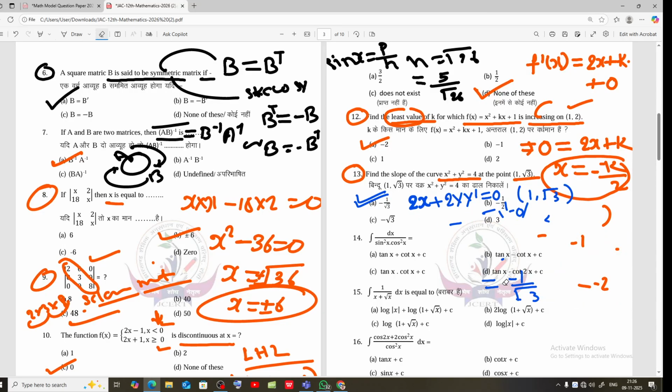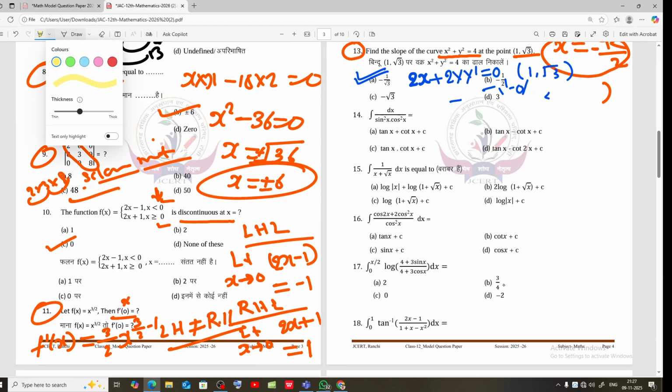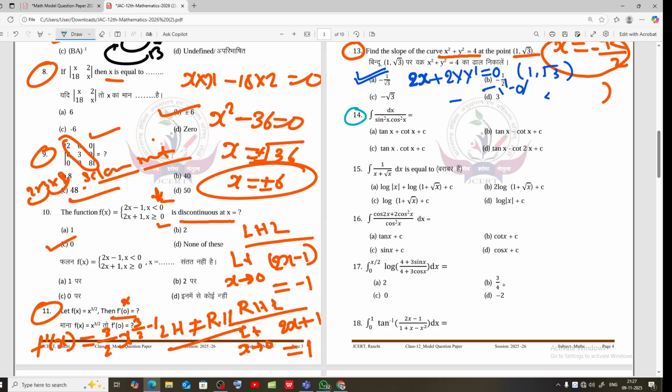Now integration questions. Question number 14 is an important question, and also a question repeated many times in exams. Question number 14, integral of dx by sin square x into cos square x.